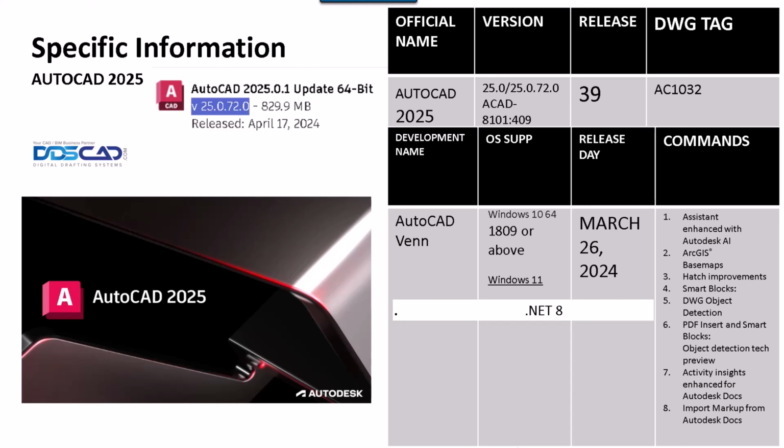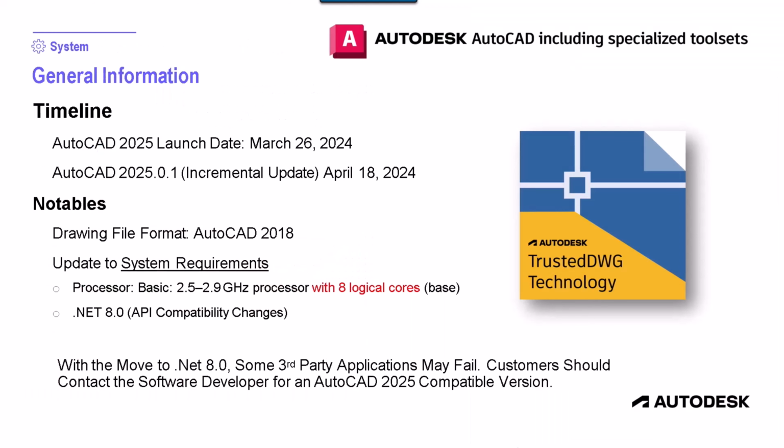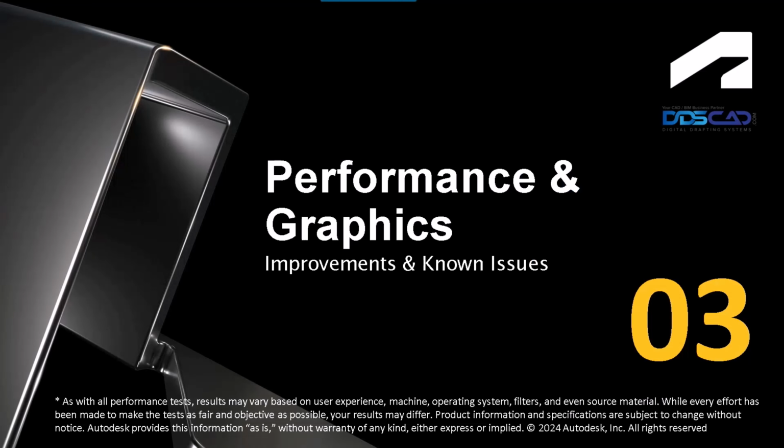Release date March 26, 2024, supported operating systems Windows 10 and Windows 11. The shift towards .NET 8.0 and the commands you see on screen are the enhanced commands of this version. Transitioning to .NET 8.0 ensures optimal performance for applications built on AutoCAD and a range of other products, enhancing overall productivity and user experience. So, let's look at the performance, and we'll start with the installation topic.